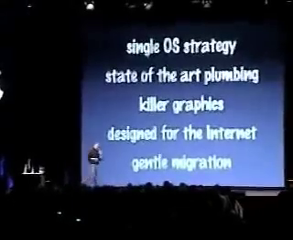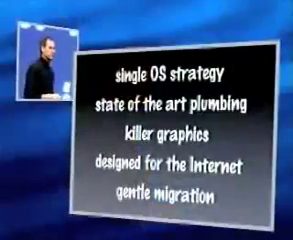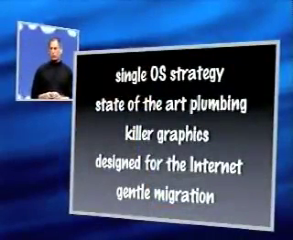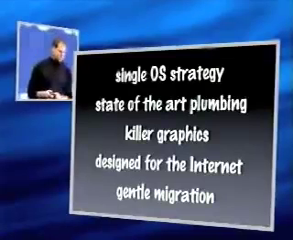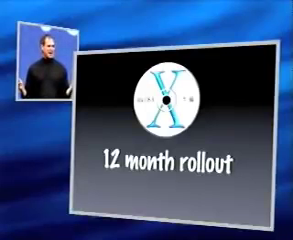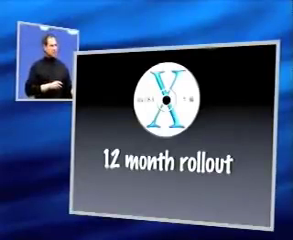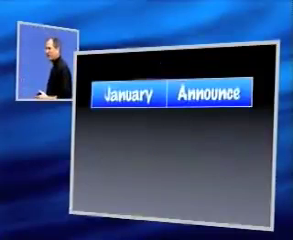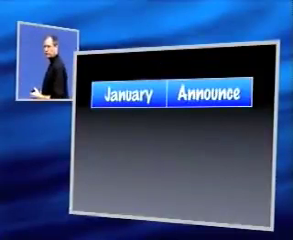And we need a gentle migration, because we have 25 million users using our current generation operating systems. So these were the goals for Mac OS X. But to sum it up, it was make the next great personal computer operating system. Now, there's going to be a 12-month rollout of Mac OS X. You can't do these things overnight. It's going to be a 12-month rollout. So we are announcing it today, January 2000.